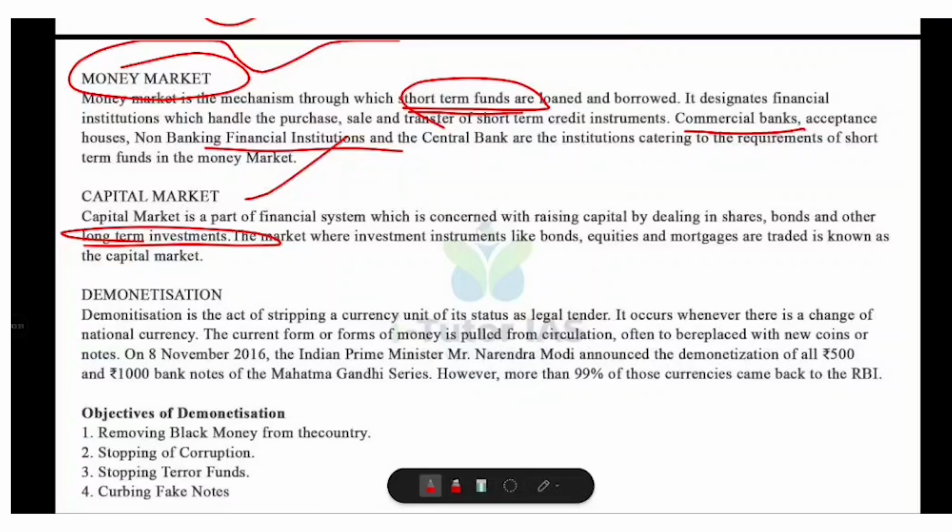And the key players are investors, companies, government, financial institutions and so on. And we use instruments like shares, bonds, equities, mutual funds and so on. For example, if a company wants to build a new factory, it issues shares or bonds in the capital market to raise long-term funds. Okay.